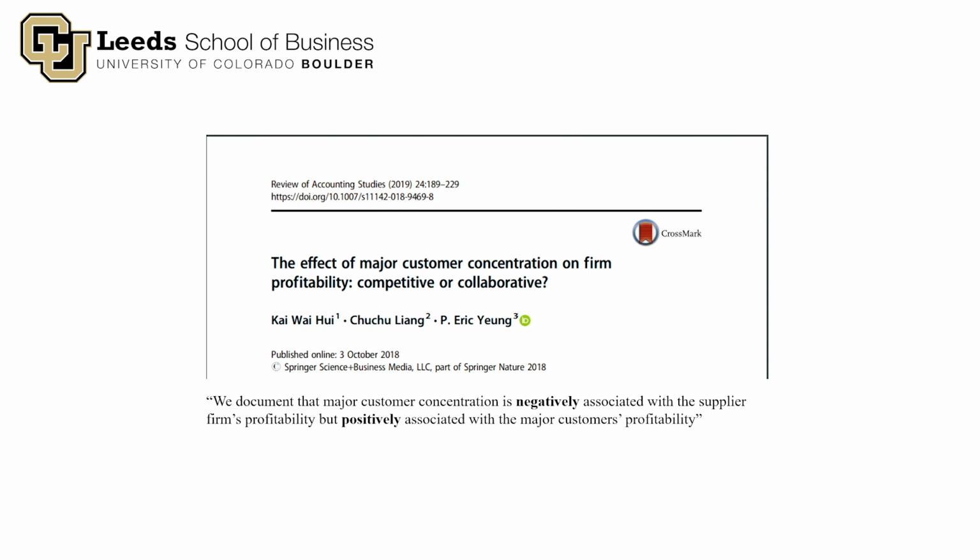And this paper documents that major customer concentration is negatively associated with supplier firms' profitability, but positively associated with the major customers' profitability. So the company that is reliant on a small number of customers doesn't do very well because those customers have high bargaining power. But the customers themselves do very well in that arrangement.